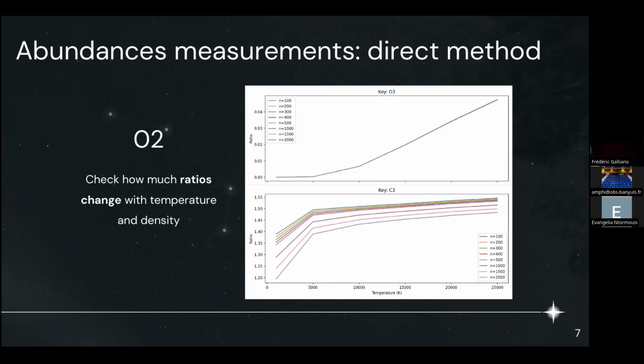To do that, before, we used PyNeb to check how much our element ratios change with temperature and density. As you can see from our plot, we have elements like O3 that are very sensitive to temperature, but very stable in density. On the other hand, there are other elements such as C3 that are very stable in temperature, but very sensitive to density. And of course, we also have elements that are sensitive to both temperature and density.